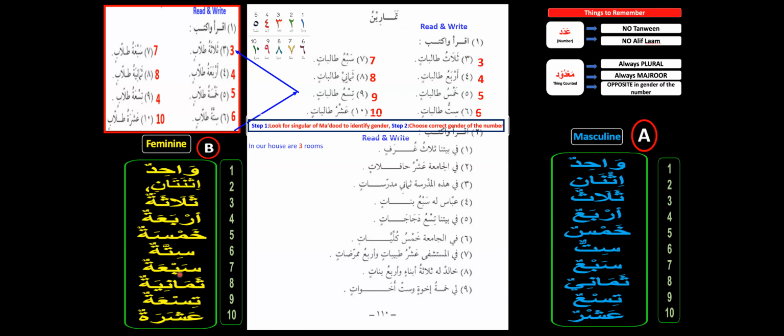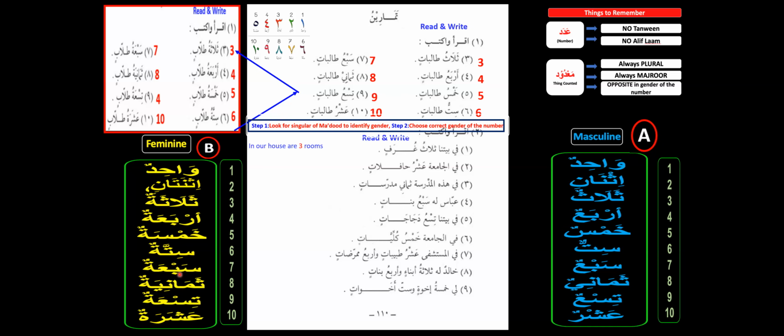ثلاث. Why are we using ثلاث? Whereas we have a choice of thalathu and thalathatun. So we are picking the masculine. Why? Because ghuraf, we don't look at what is written here. Because if you look at what is written, then thalathu is masculine, and the word ghuraf also appears to be masculine. Because there's no ta marbuta here.